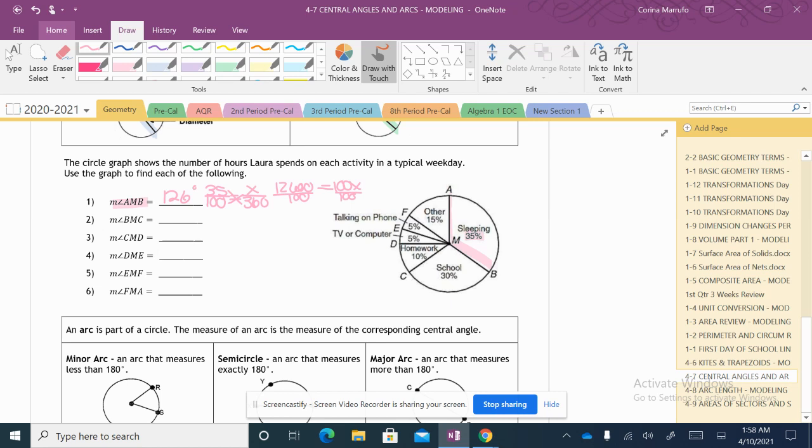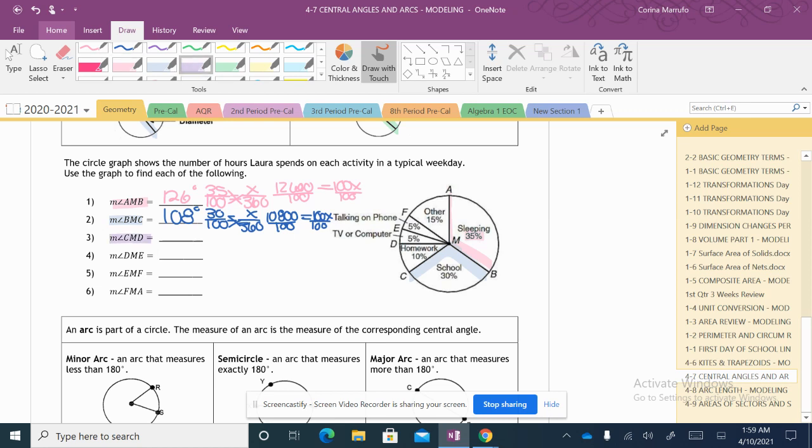Now the next one, we're looking for angle BMC. B to M to C is 30%, not 30 degrees. So we're going to set up a proportion. We have 30 out of 100 equals x out of 360. We cross multiply, and that gives us 10,800 equals 100 times x, which is 100x. To solve for x, we divide by 100, and we get 108 degrees.